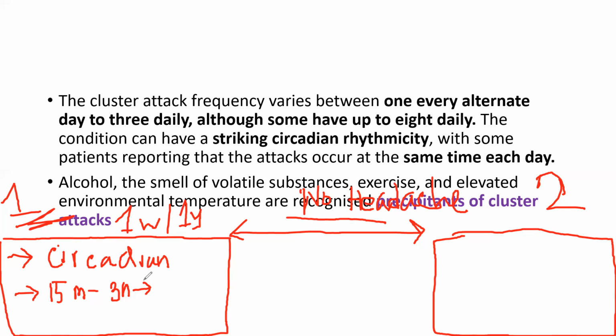During the time of cluster, that means during the time of this headache, there could be a circadian manifestation. There could be a headache lasting approximately 15 minutes to 3 hours with autonomic features, or there will be an episode that may be on every alternate day, or sometimes in the worst cases, 8 episodes in a day. So that is typical cluster headache.